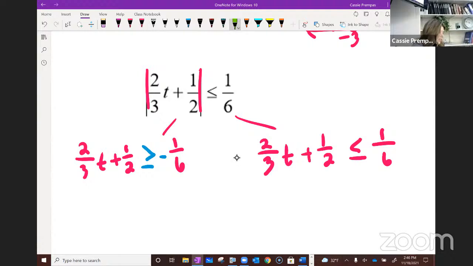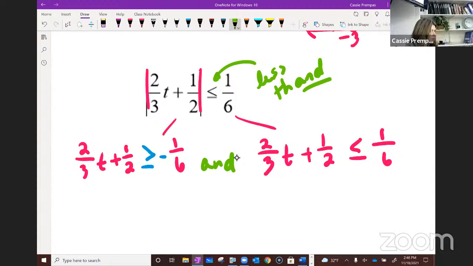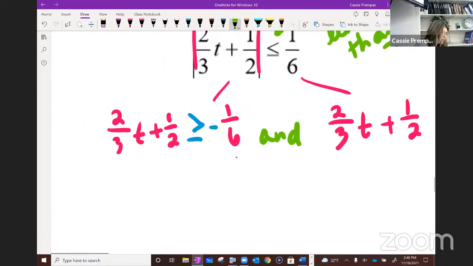Then it's a less than symbol. So should it be an or an and? Good. Now I'm going to solve for both of these. We've worked with fractions in the past. What's a nice, easy way to get rid of all the fractions? Least common denominator. What would be the least common denominator?